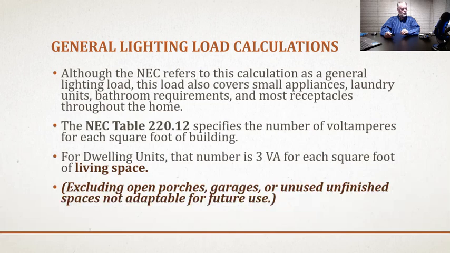The NEC Table 220.12 specifies the number of volt amperes for each square foot of the building. For dwelling units, that number is 3 volt amperes for each square foot of living space. And notice that living space is emboldened there. The reason is that living space includes the living room, the kitchen, the bedrooms, that sort of thing. It excludes open porches.